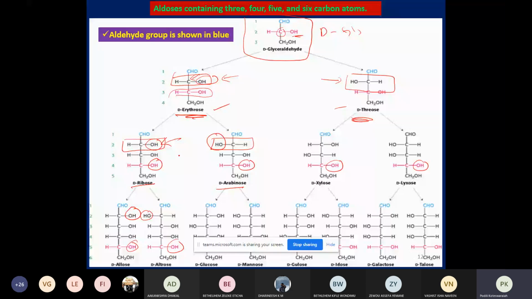What we are doing here is that when you want to write the aldose sugars, you need to remember only the D-glyceraldehyde structure. From D-glyceraldehyde, when you introduce one more carbon, you get D-erythrose and D-threose. From D-erythrose, again introduce one more carbon and place hydroxyl once on the right, once on the left, then you get D-ribose and D-arabinose, and so on.